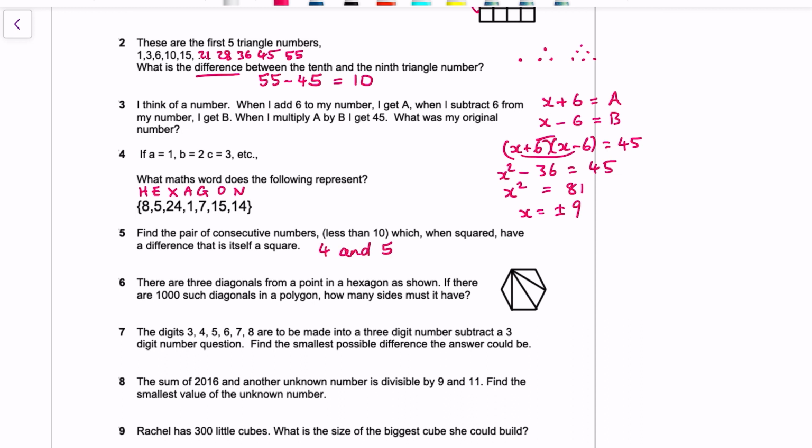That's the pair that we're looking for, because 5 squared is 25, 4 squared is 16, 25 minus 16 is 9, which is a square number. If you're doing it algebraically, then we're going to be going x squared minus y squared. X and y are consecutive though, so we don't need to do it that way, we can go x squared minus x minus 1 all squared. When we expand that out, we get x squared minus 2x plus 1.